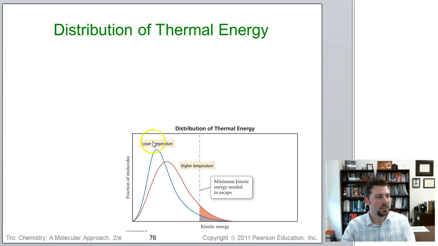So remember this graph we looked at when we were looking at gases in the gas chapter. This is the distribution of thermal energy. Notice at higher temperatures, more molecules on average, since we're talking about the fraction of molecules here, have the amount of energy needed to escape the liquid surface and turn into vapor. And notice at the lower temperature, there are not as many molecules that are capable of doing that. Not as many molecules can gain the extra energy they need to escape the surface of the liquid and turn into the vapor phase.